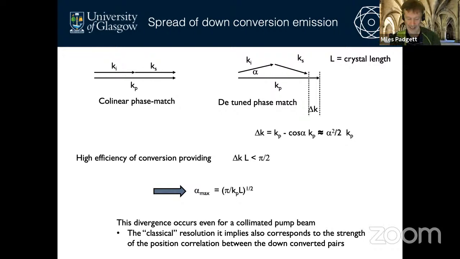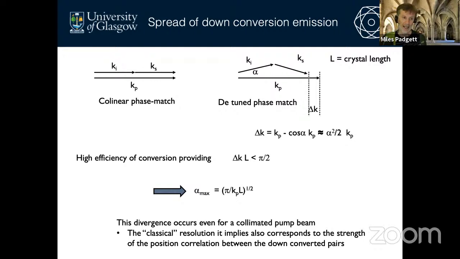Now, maybe there are some very exotic crystals that impart strange phase matching. But within bulk optics, the understanding of why the light is divergent is incredibly simple. And that's what I've really tried to capture, give or take factors of pi or root two or anything else. Why is it that the down-converted light is not perfectly collimated, even when the pump beam is? It's all to do with the phase matching.